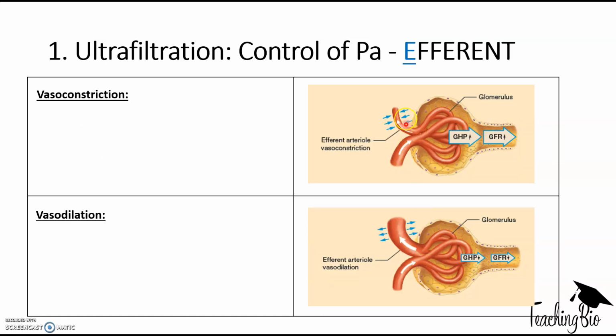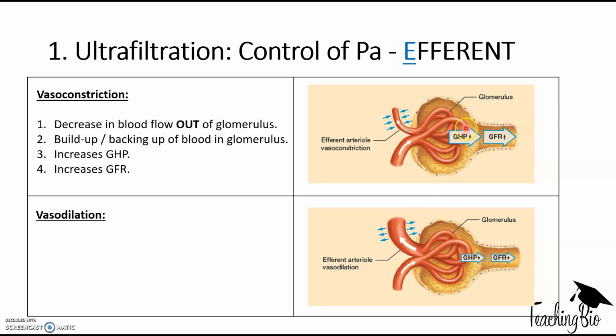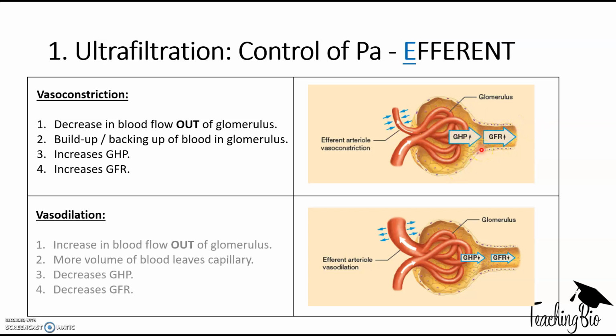So if we constrict the efferent arteriole, we will reduce the blood flow out of the glomerulus back into normal circulation. So because of that, we'll get this backing up of blood and this back pressure into the glomerulus, because the blood's trying as hard as it can to force itself out the efferent arteriole, but it can't because there's too much resistance because we're squeezing the pipe. So because of this back pressure, we'll have an increase in the GHP and therefore an increase in the GFR.